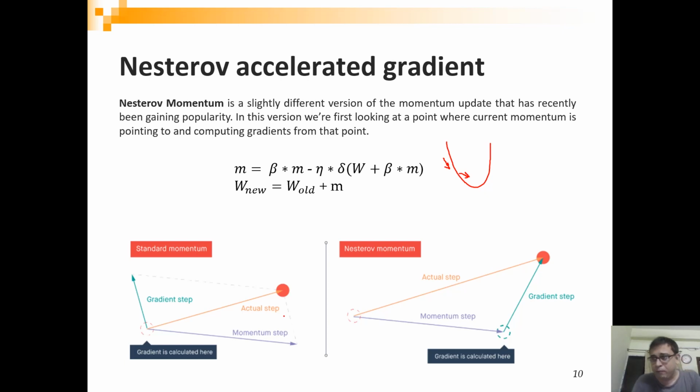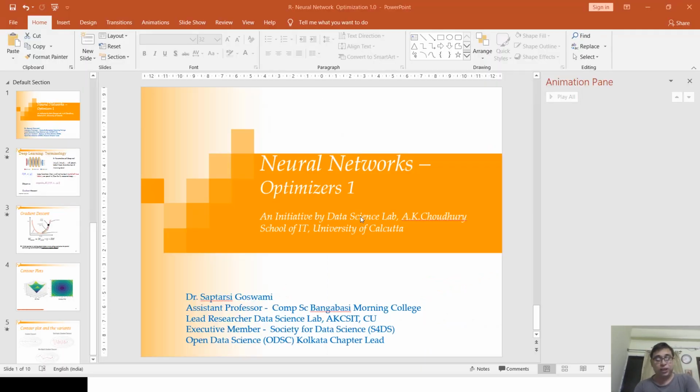In Nesterov momentum, you first apply the momentum and see where you reach, and there you calculate the gradient. Then you actually combine the vectors, and as a result, your actual step will be something like this. It is seen from practical illustrations that Nesterov accelerated gradient actually converges much faster.